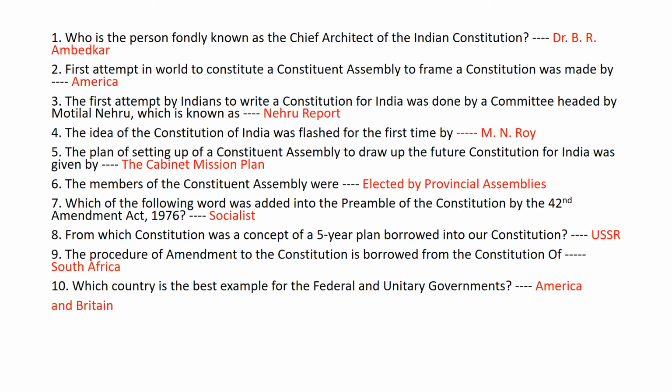Which of the following words was added into the preamble of the Constitution by the 42nd Amendment Act 1976? Socialist. From which constitution was the concept of a 5-year plan borrowed into our Constitution? USSR. The procedure of amendment to the Constitution is borrowed from the Constitution of South Africa. Which country is the best example for the federal and unitary governments? America and Britain.